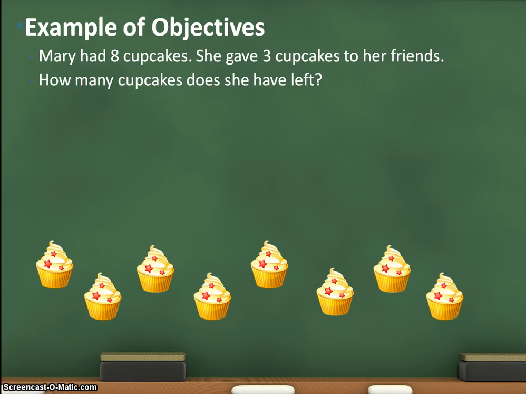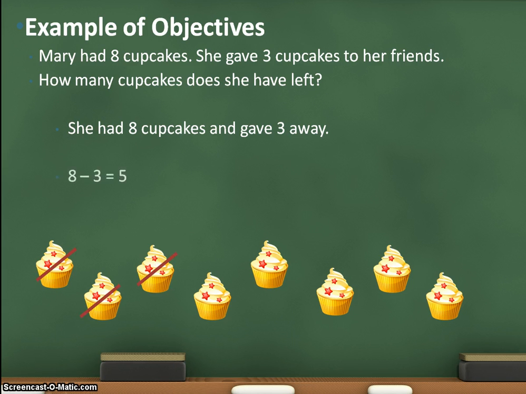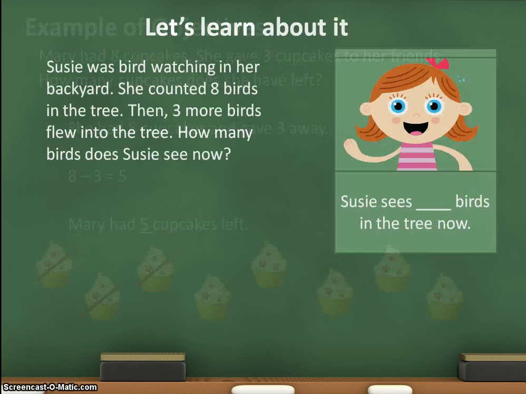Here is an example of the objectives of this module as stated in the module introduction. Mary had 8 cupcakes. She gave 3 cupcakes to her friends. How many cupcakes does she have left? She had 8 cupcakes and gave 3 away. This module focuses on using a model to perform a math operation. In this problem, there are 8 cupcakes and 3 have been crossed out because they were given away. The terms gave away and the model of 3 cupcakes being crossed out tell you to subtract. You would then use the subtraction problem 8 minus 3 equals 5 and place 5 in the blank of the sentence you wrote. Now that you understand what the objectives are, let's start the lesson.